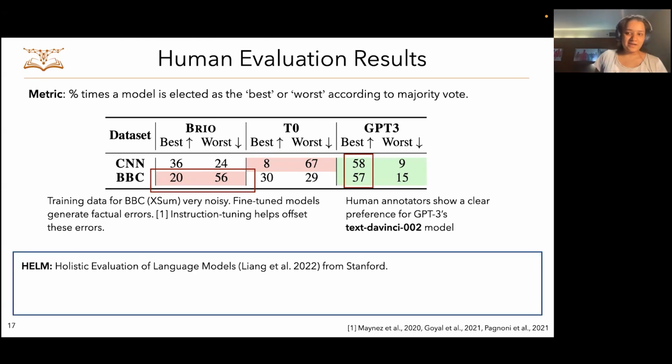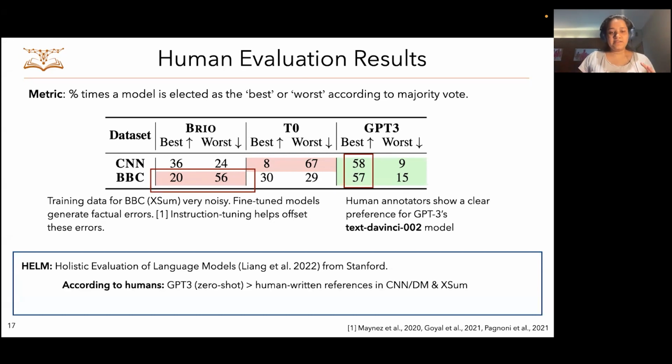One thing I want to quickly add is that about 3 weeks back, there's this paper, HELM, which was released by the folks from Stanford. It's holistic evaluation of language models. And they did this big analysis with a lot of tasks and a lot of metrics. But the summarization specific result I want to highlight here is that in addition to the results that we had, they showed that zero-shot GPT-3 models, and I mean the instruction-tuned versions here, were even more preferred than the human written references in both CNN, Daily Mail, and XM.